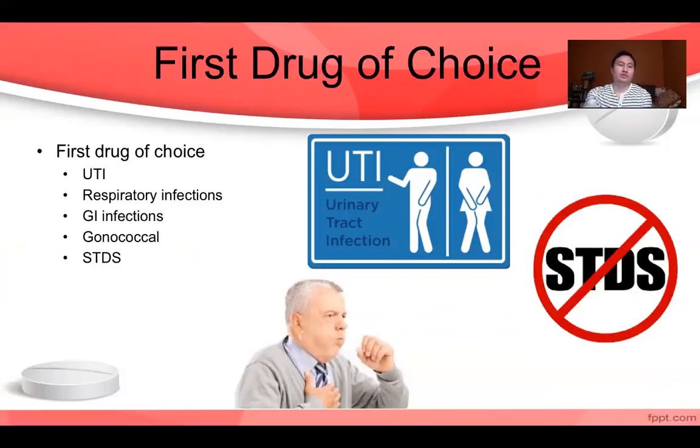Fluoroquinolones are the first drug of choice for urinary tract infections, respiratory infections, GI infections, and STDs. More than 8 million people visit urgent care or the ER just for urinary tract infections, and it should be taken care of.